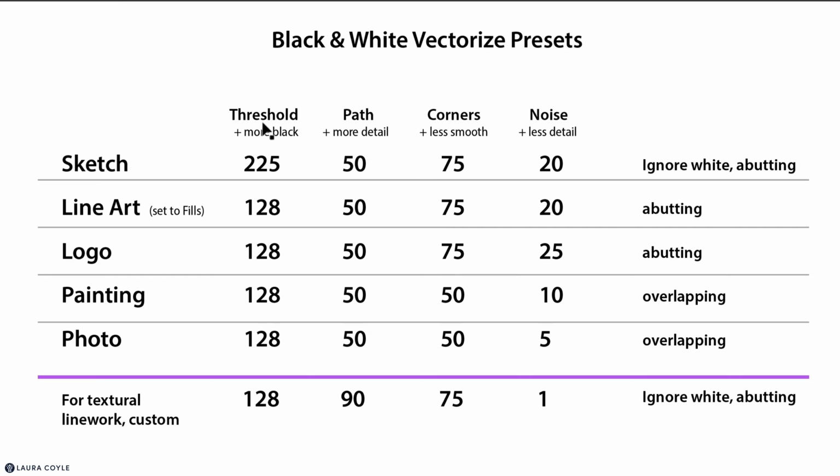And there are four settings, four sliders on the iPad, and I want to explain these. Threshold, the first setting, is something that you only see when you're doing a black and white vectorization. So with higher numbers, if you add to this number, you get more black. And this makes sense here. For a sketch, it's high. It's set to 225. 128, on the other hand, is right in the middle of the slider.